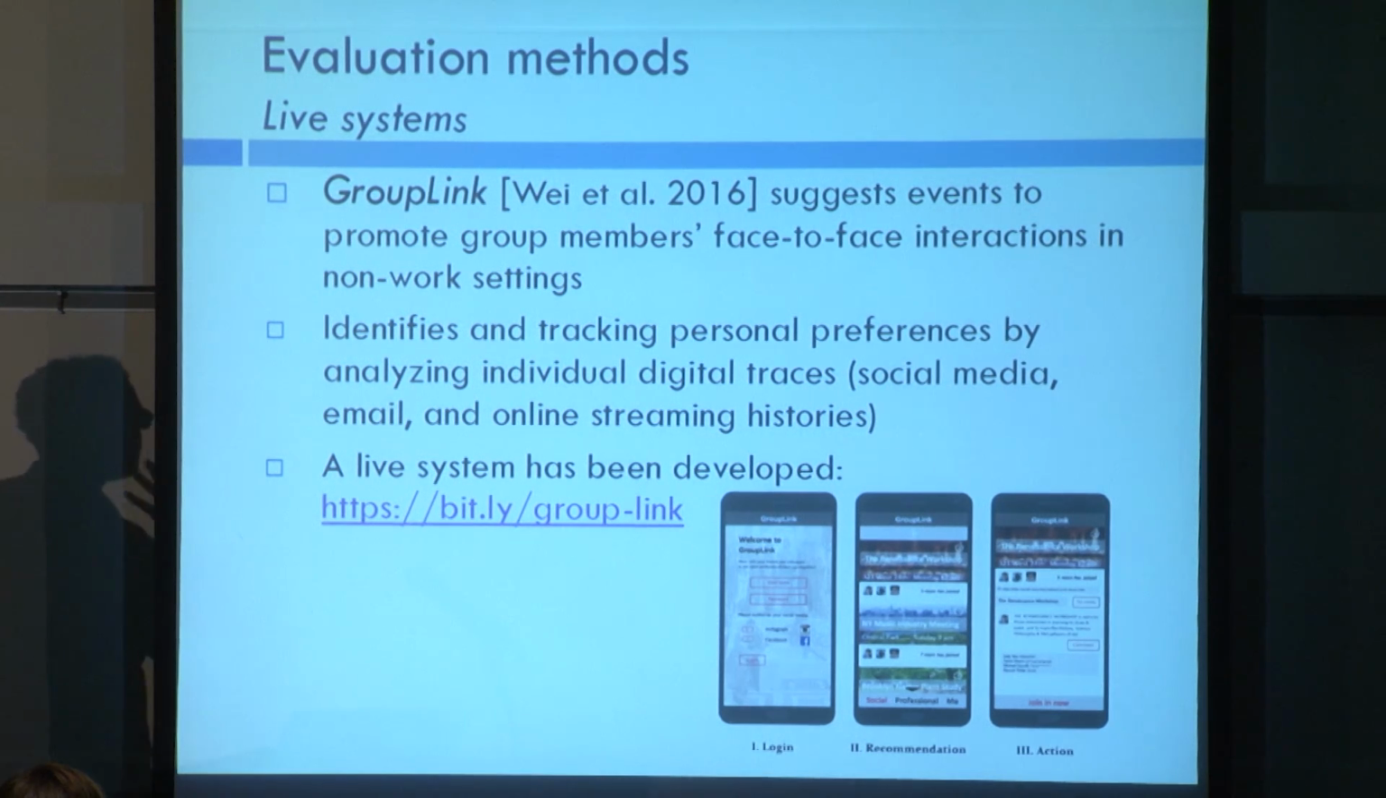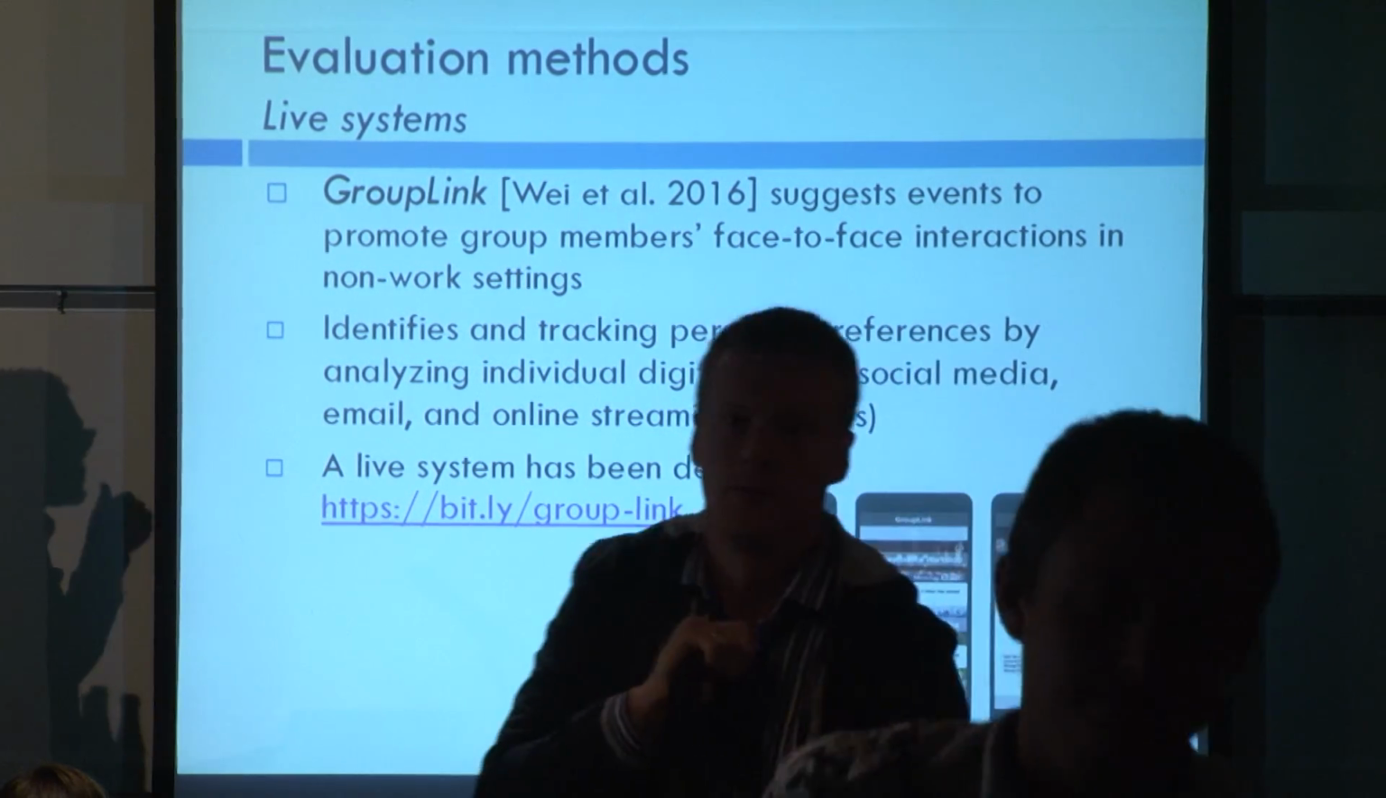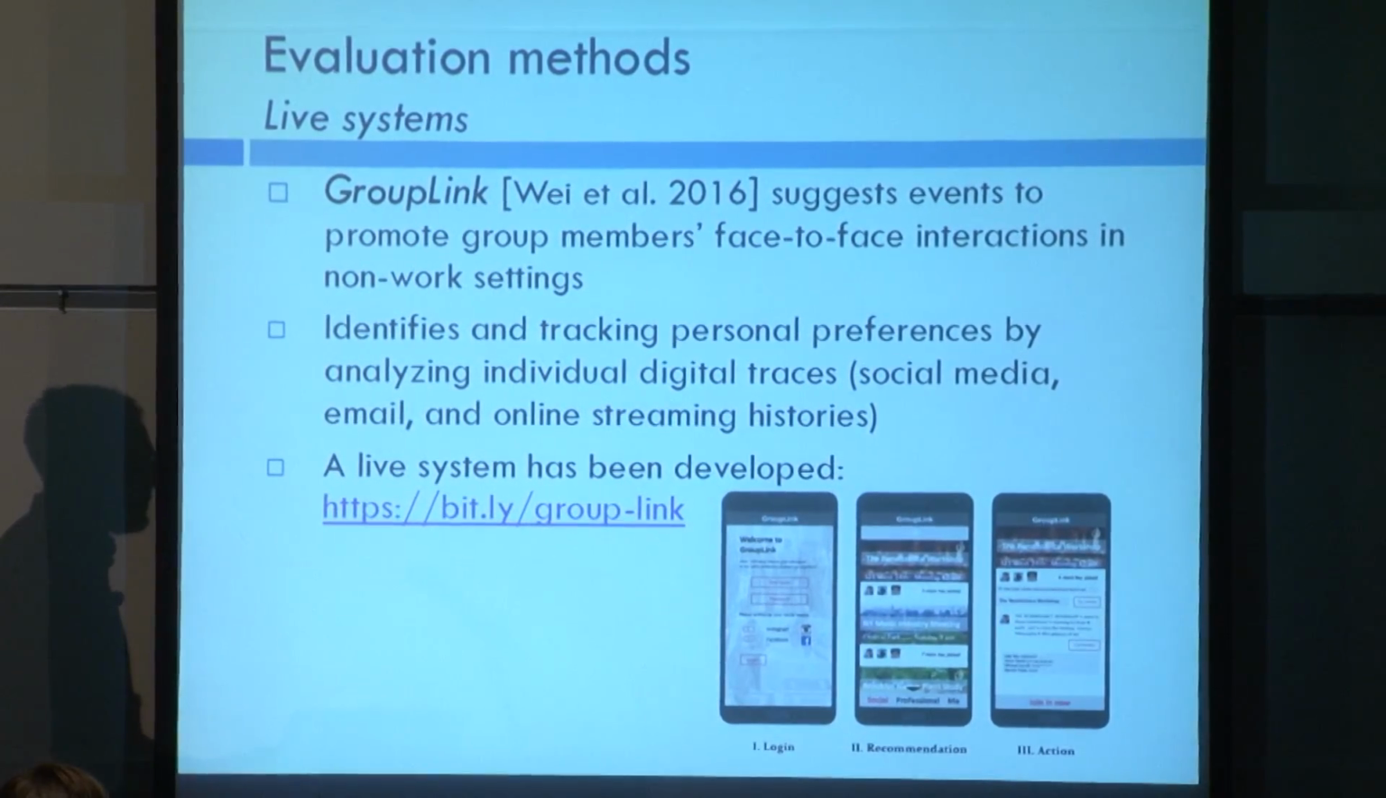For the live system, I decided to provide this example, which was presented in a very recent paper, and I think it's also quite interesting, which is called GroupLink, and it suggests events to promote group members' face-to-face interaction in non-work settings. So the system identifies and tracks personal preferences by analyzing individual digital traces. The user basically allows the application to enter his social media account, his email, and his online streaming histories. An actual live system was developed, and it is actually available online. And as you can see, the mobile application provides the group recommendations to the users.